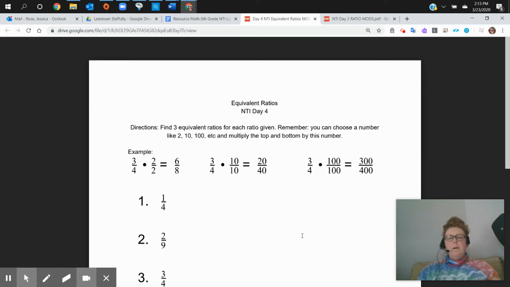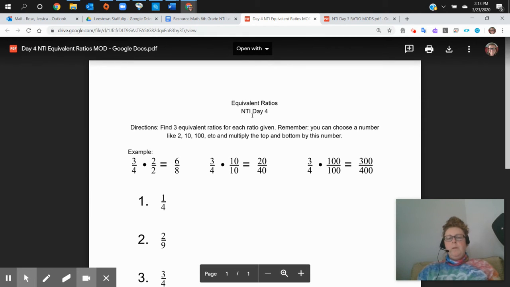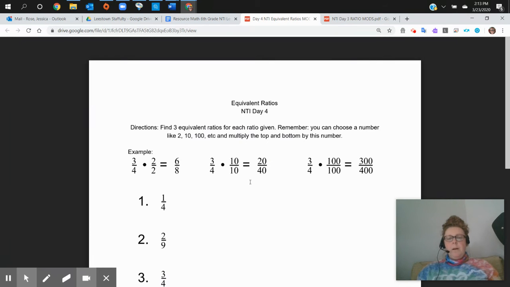Hey everybody, we are on NTI Day 4, Equivalent Ratios. If you are working from your computer, you can go ahead and pull this document up right now. There's what it looks like on the website. Or if you have it on paper, go ahead and get that paper in front of you right now.